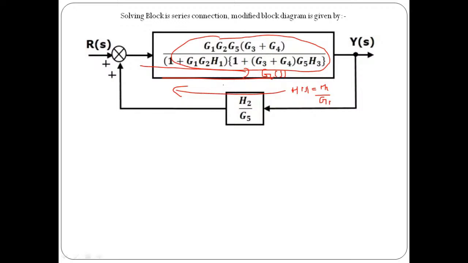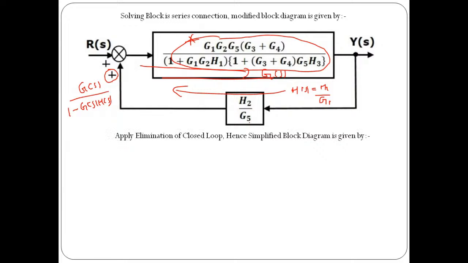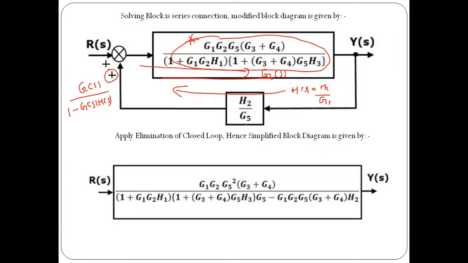Now we can apply elimination of feedback loop. Now see, the feedback path signal is positive. So here we need to take G of S whole divided by 1 minus G of S into H of S. That's it. Where G of S will be this entire term available inside the block, and H of S will be H2 by G5. So if you apply elimination of closed loop over here, you will get this as an answer. Whatever the parametric function available inside this single block represents the transfer function of this particular system.